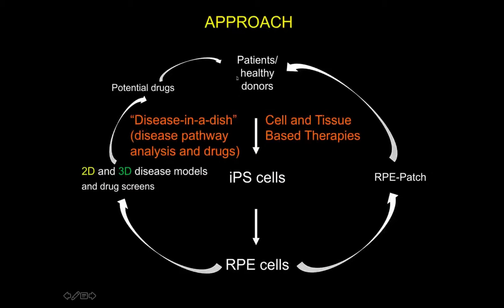Just to recap, my lab will start with patient cells. Patients or healthy donors make iPS cells from somatic tissue, make RPE cells, and use these RPE cells to develop either 2D or 3D disease models for drug screens. What we call a disease in a dish approach, where we study disease pathways, do pathway analysis, and identify and discover new drugs, and hope to bring those drugs back to patients. And then at the same time, we use RPE cells to develop an RPE patch that we're bringing back to patients as a cell therapy.